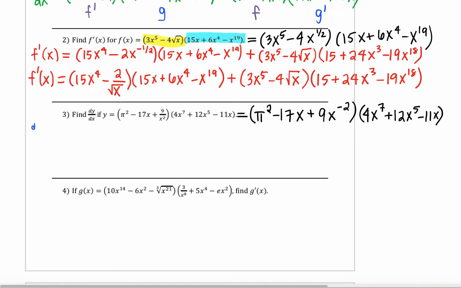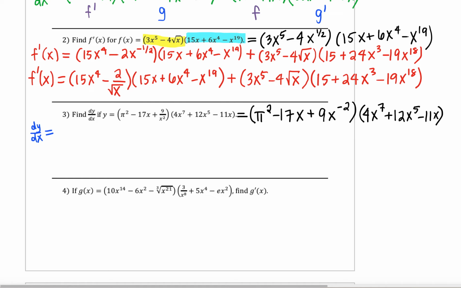So now to find dy over dx, we're going to need to use the product rule since we have a product of two functions. So in the product rule, we want to take the derivative of the first function here. That'd be the pi squared minus 17x plus 9x to the negative second. Why don't you guys pause the video here and try to find the derivative of this first piece on your own first.